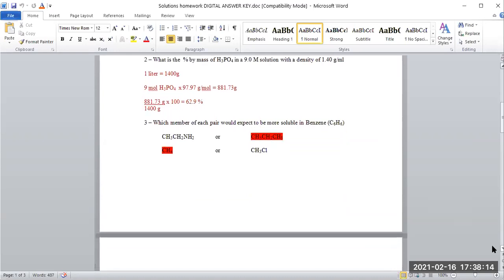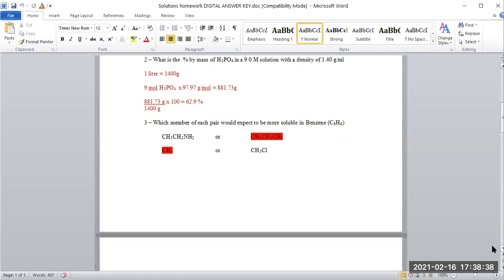Then we get into the concept of like dissolves like. We want to compare each one of these things and whether or not they are likely to be soluble in benzene. Benzene having only carbons and hydrogens, 6 of each, meaning that it would be very, very non-polar.